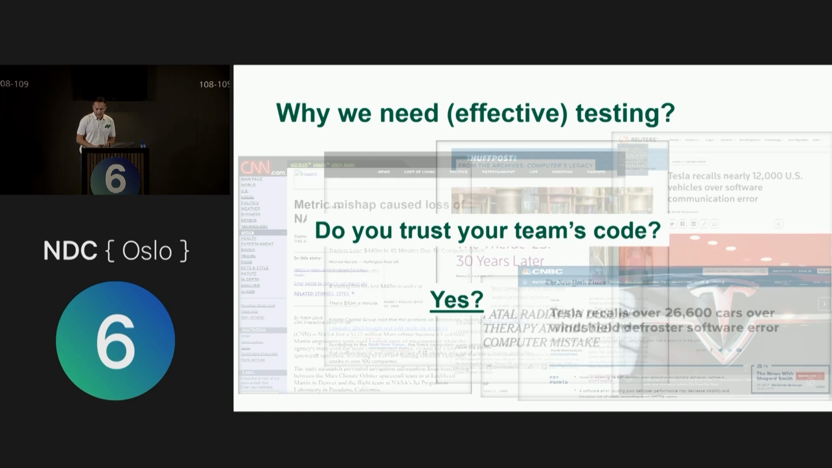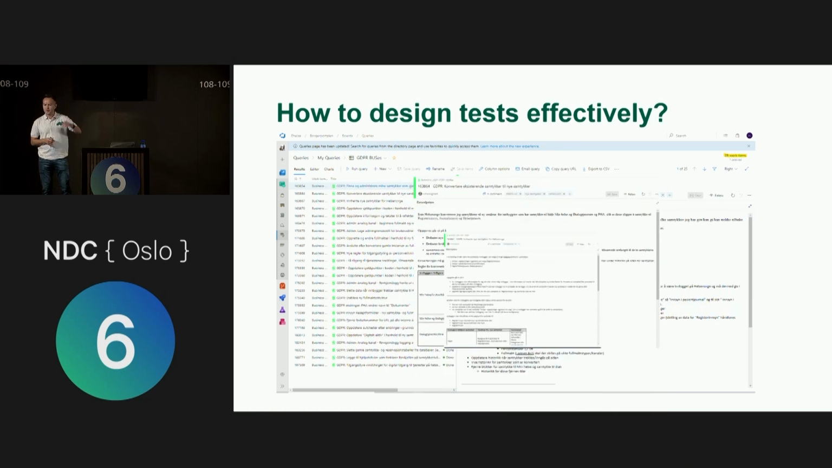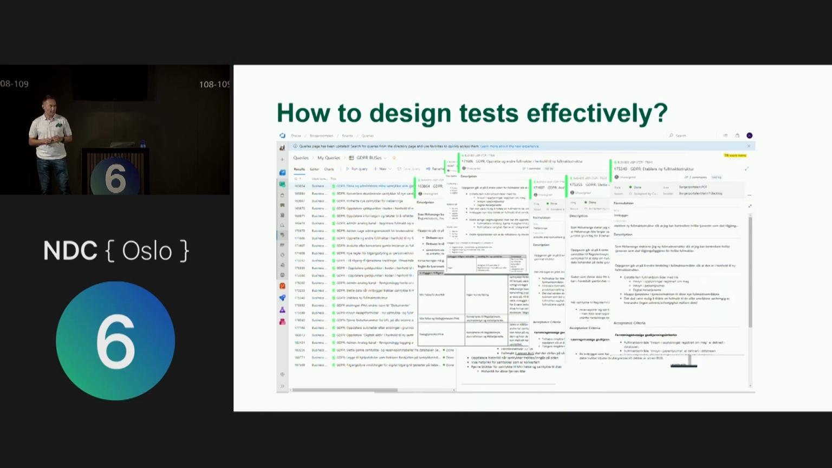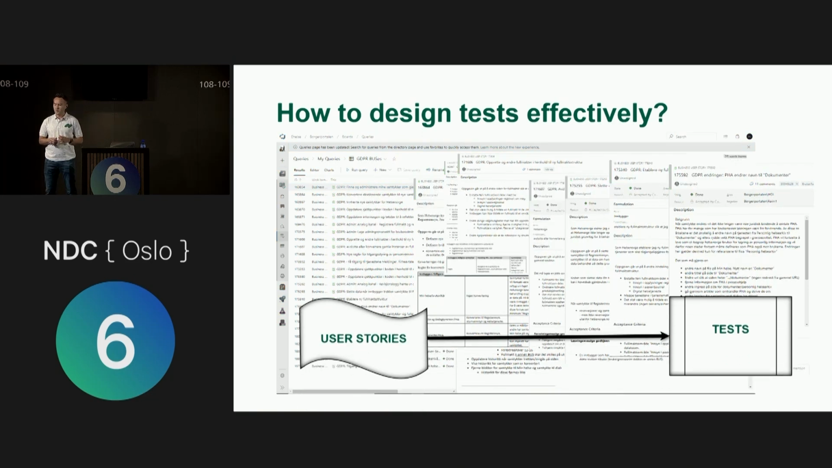So we said, okay, we need more effective testing, right? So first, let's look into how we design tests. Usually we design tests by having a list of user stories or requirements, and we read these requirements, and we think we understand them. And based on our understanding, we create tests. We do magic and we create the test cases, for example.